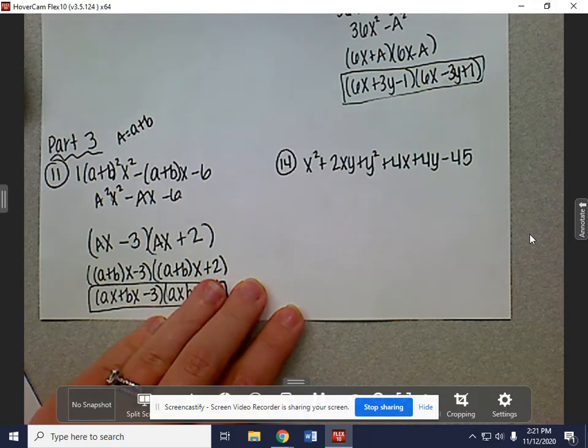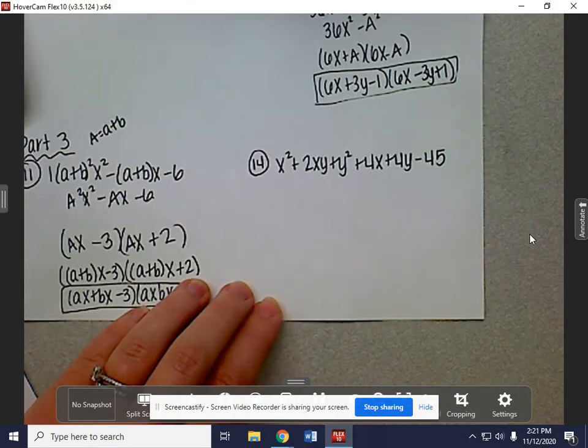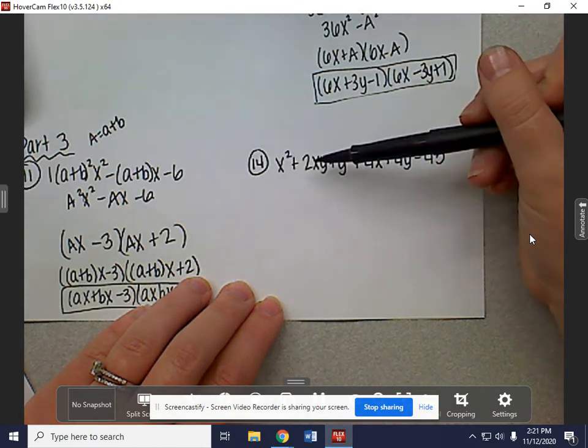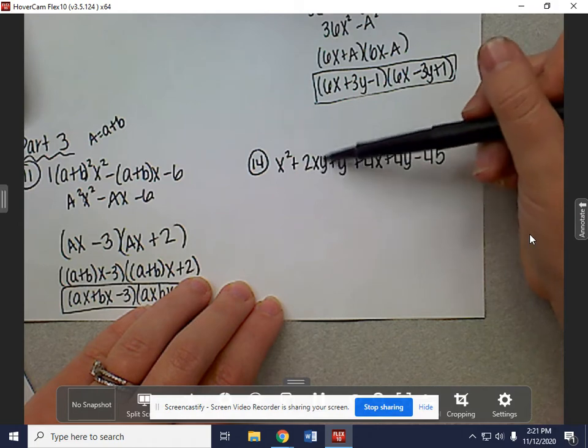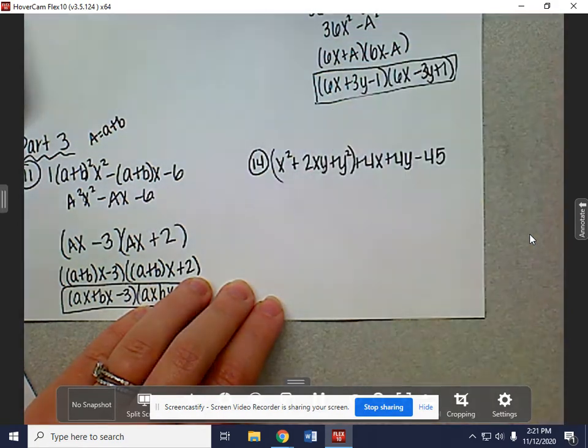And then you're at 14. What the heck is going on with 14? So what happens with 14 is you have 6 terms and you're like, what the heck do I do with 6 terms? You are going to group. So you're going to go through and see what things are related. So you have x squared, you have 2xy. But see how that has an xy? So it makes sense that you would include the y squared with that.